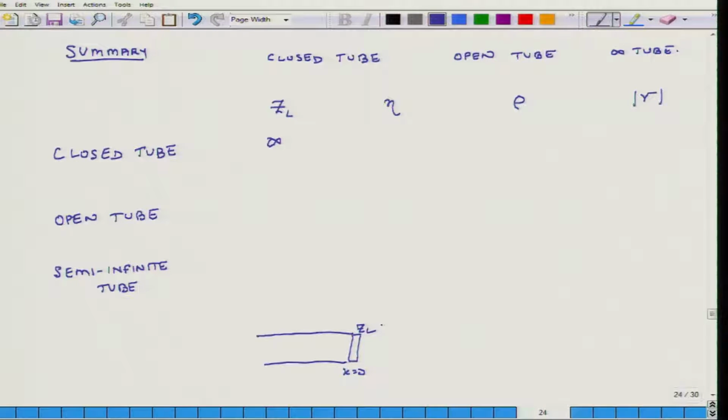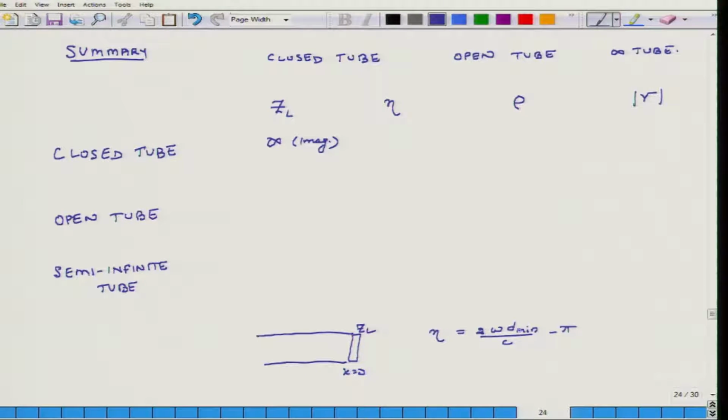ZL is infinite because the complex amplitude of pressure is non-zero and the complex amplitude of velocity is 0. So, this is infinite, but it is not a real number, it is an imaginary number. If I plot it on a complex plane, it will be positioned at an infinite distance from the origin, but on the y axis. Then we look at eta, and this is equal to 2 omega d min divided by c minus pi.